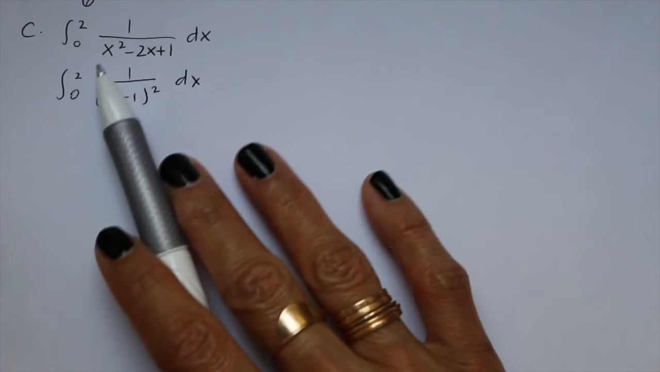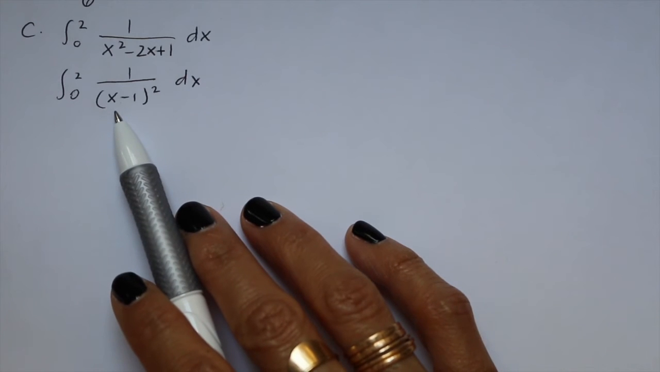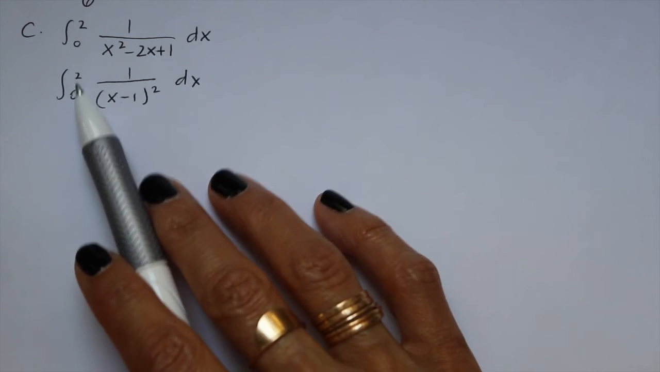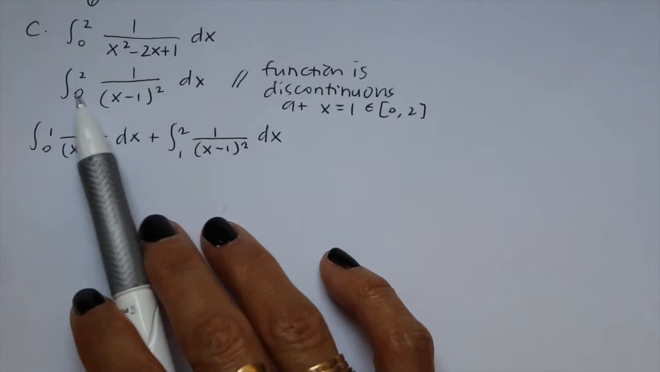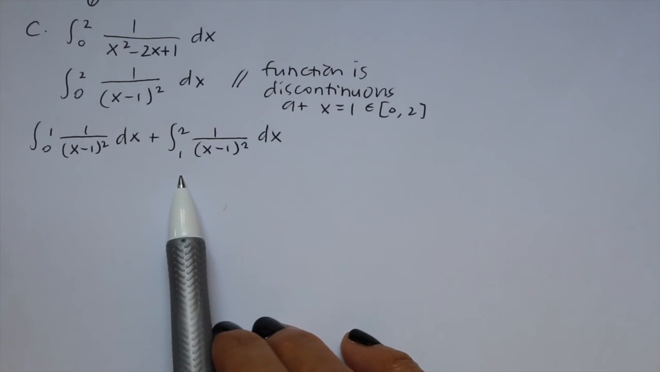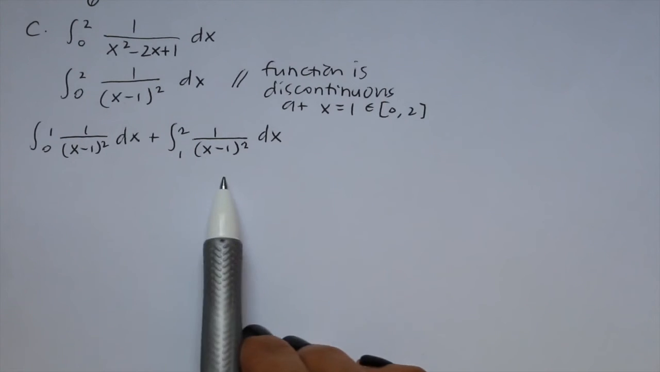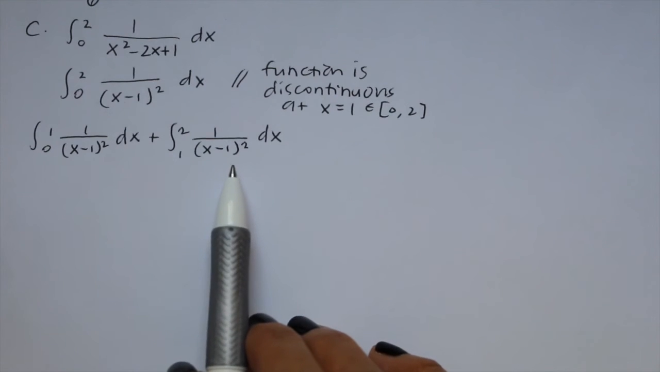What you'll notice is this rational function has a discontinuity at x equals 1, and x equals 1 is in the interval from 0 to 2. So I split up the integral where the discontinuity occurs at 1, and at this point you can work either integral. I'm just going to work this one on the right.